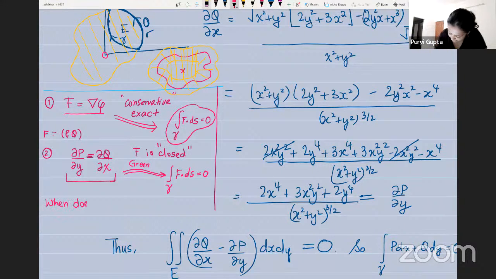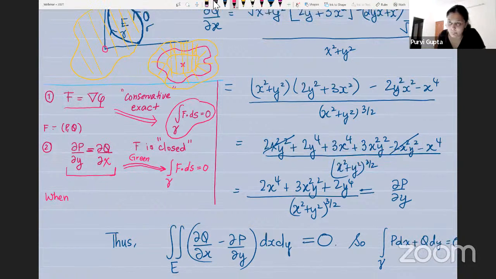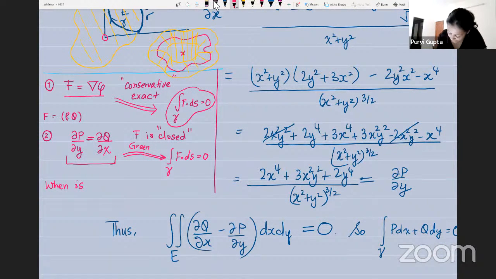So in general, the question is, when is a closed vector field an exact vector field? That is an important question to which we do know the answer, but the answer is a bit more complicated, and you will explore this in your tutorial on multivariable calculus. So when is a closed field an exact field?